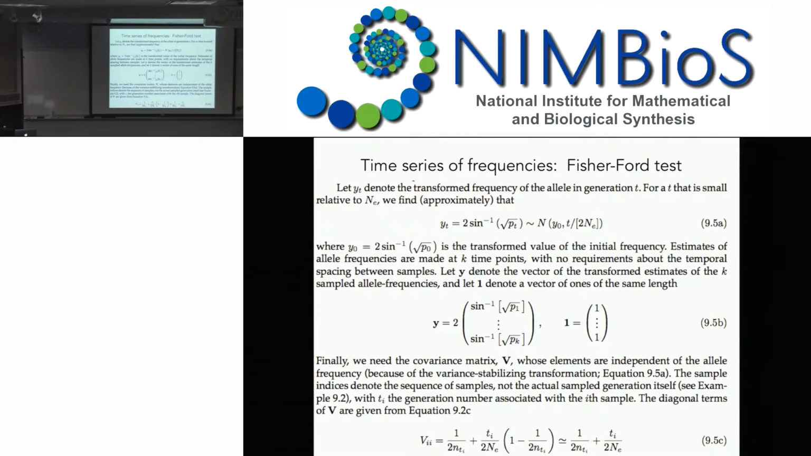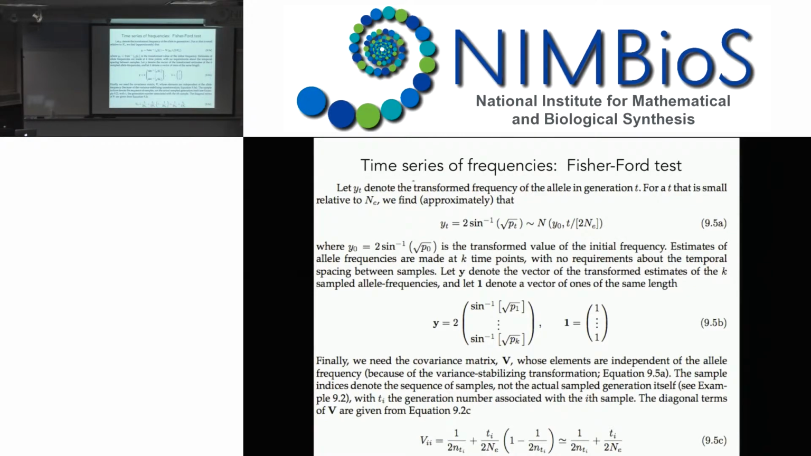What you can show for this model is that the variance for data point I is the sample variance plus the evolutionary variance. Sample variance has to do with sample size. That is, I'm trying to estimate this frequency from a finite sample. The second variance is the evolutionary variance.